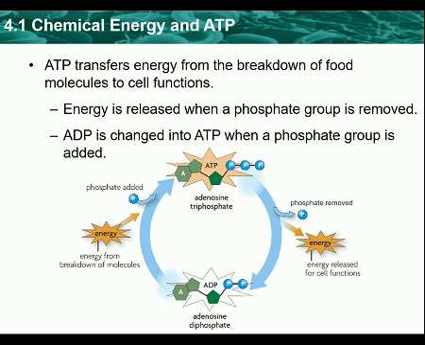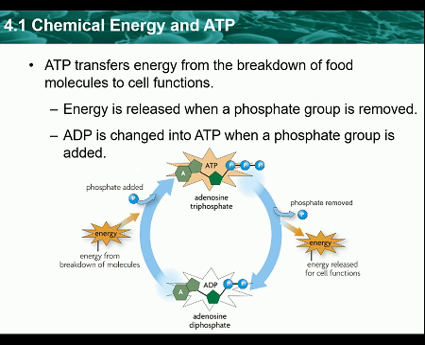The energy carried by ATP is released when a phosphate group is removed from the molecule. ATP has 3 phosphate groups, but the bond holding the third phosphate group is unstable and is very easily broken down. The removal of the third phosphate group usually involves a reaction that releases energy. When the phosphate is removed, energy is released and ATP becomes ADP, adenosine diphosphate.